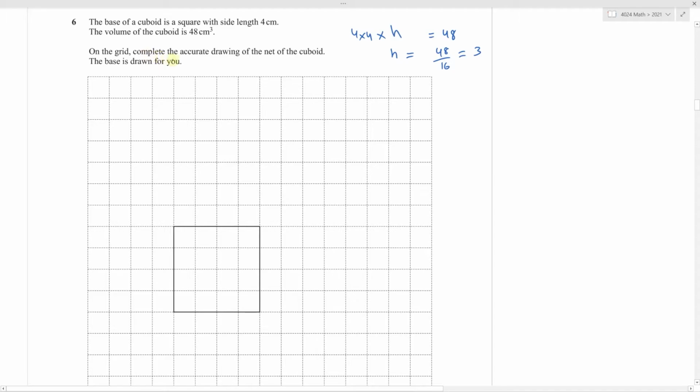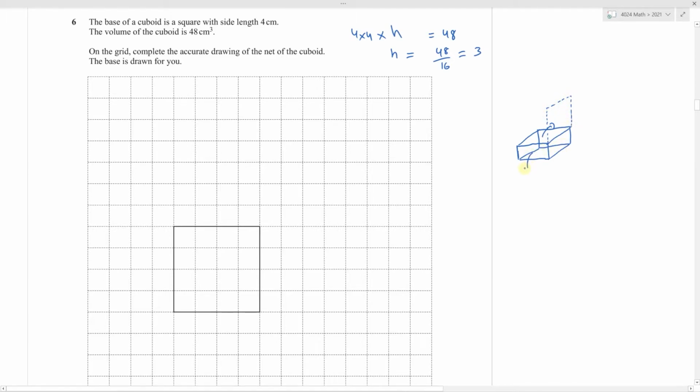On the grid, complete the accurate drawing of the net of the cuboid. The base has been drawn for you. So if I draw this cuboid here, the base is a square which is 4 by 4 and the height is 3. Now I have to draw the net of this cuboid. So let me open up the sides and see what type of net I get. If I open the top here, let's open the lid, I will have the lid like this.